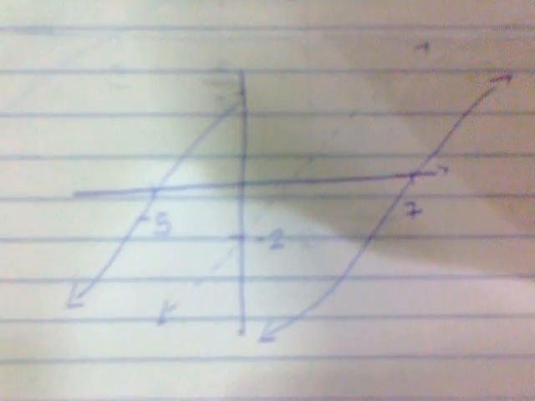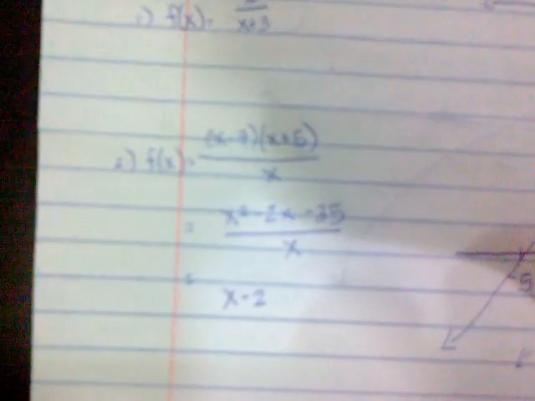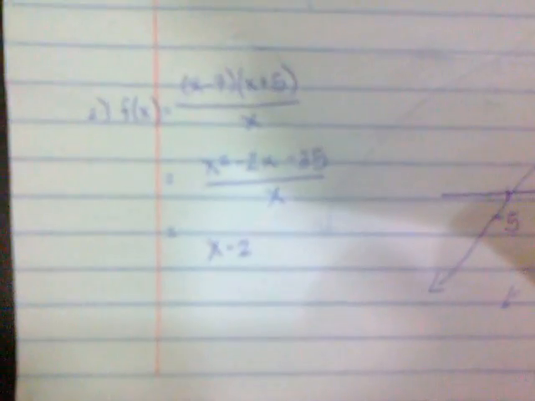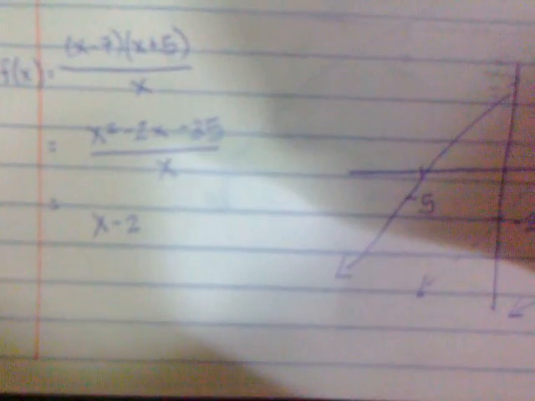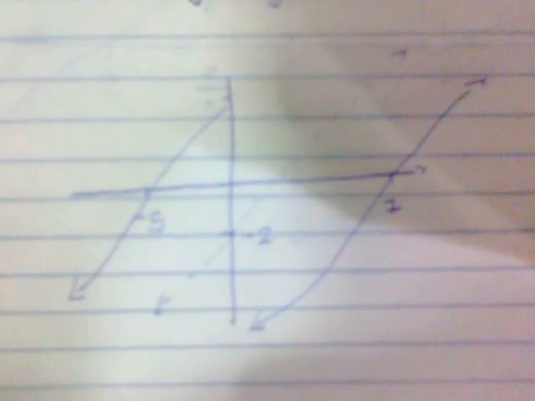For graph number 2, we don't have a horizontal asymptote, but rather we have an oblique asymptote. Just by following what we've done in step number 1, I leave it to you guys to get the vertical asymptote, if there is, to get the zeros, and then discover why the graph will look like this.